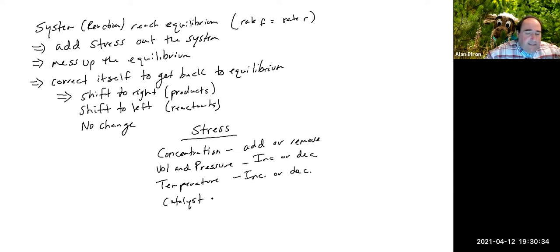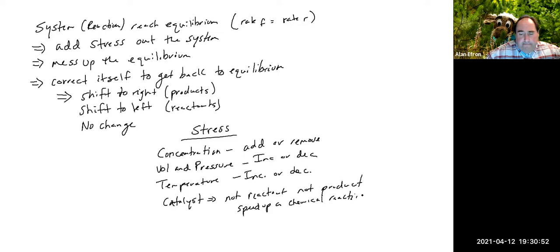A catalyst is not a reactant. I think we talked about this when we talked about reactions. It's not a product. It is there simply to speed up a chemical reaction in most cases. So we're going to talk about each of these things and what happens when we have a system at equilibrium. So let's first start with concentration and what happens in that situation.